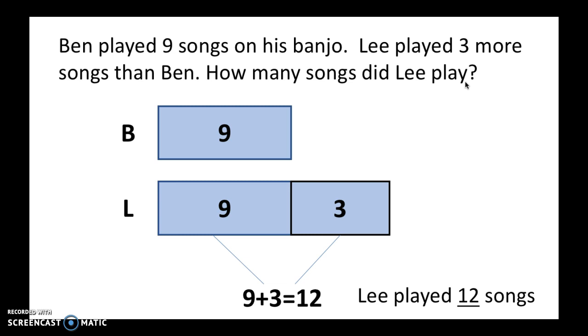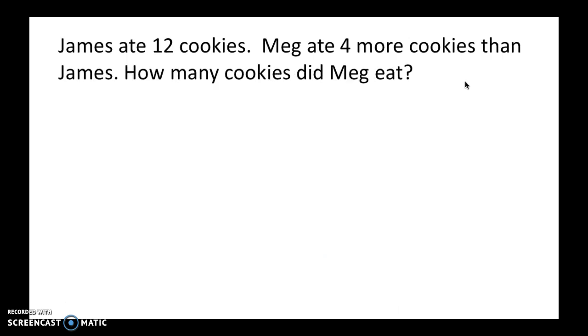Now I want you to try. So go ahead and get out your whiteboard or your journal, and you're going to do the next problem. Go ahead and press play when you're ready. So this one says, James ate 12 cookies. Meg ate 4 more cookies than James. How many cookies did Meg eat? So I want you to draw a tape diagram showing what you know. You should show me what James ate, and then Meg ate 4 more cookies than James. So go ahead and pause and solve this, and then you can check your answer.